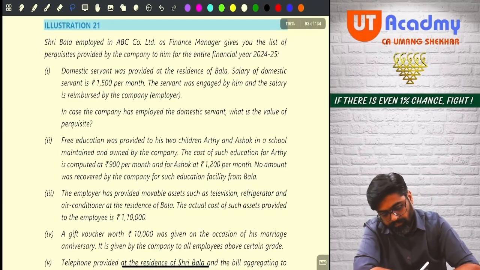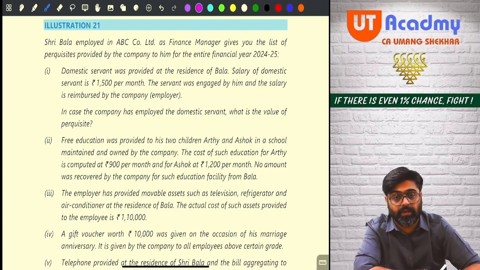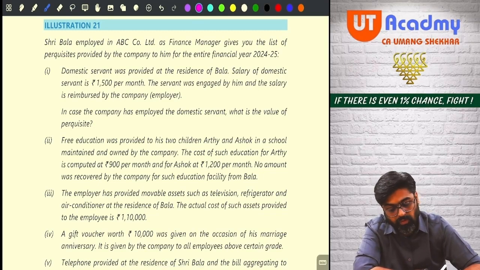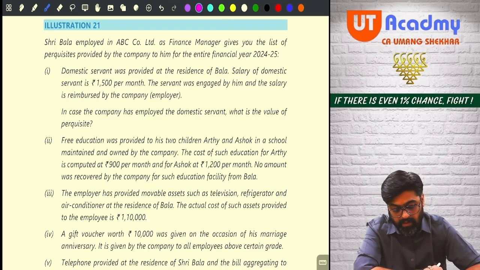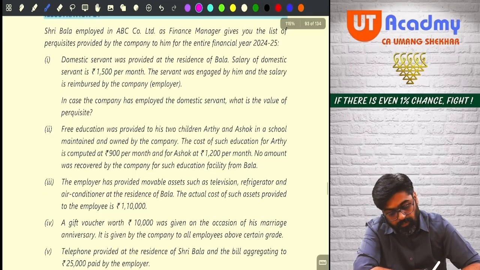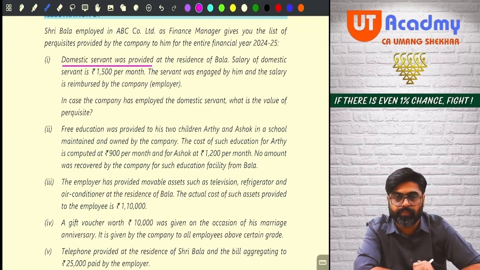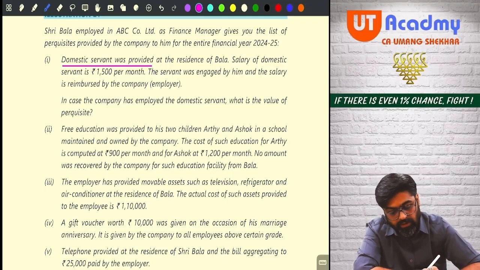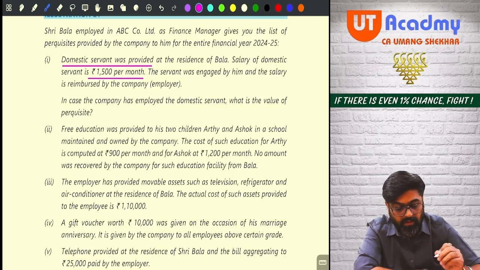Shri Bala, employed in ABC Company Limited as a finance manager, gives you the list of perquisites provided by the company to him for the entire financial year. A domestic servant was provided, meaning this is a clause 3 perquisite. At his residence, the salary of the domestic servant is 1500 per month. The servant was engaged by him and the salary is reimbursed by the company.